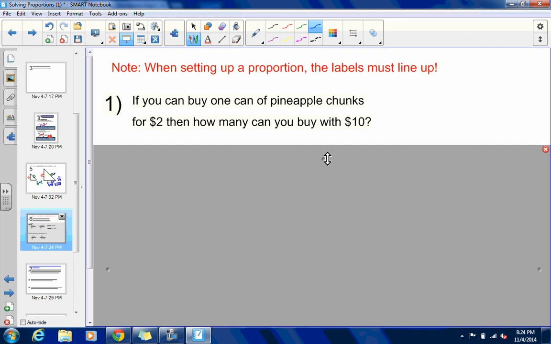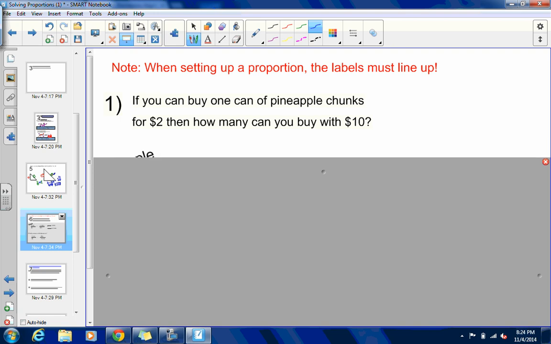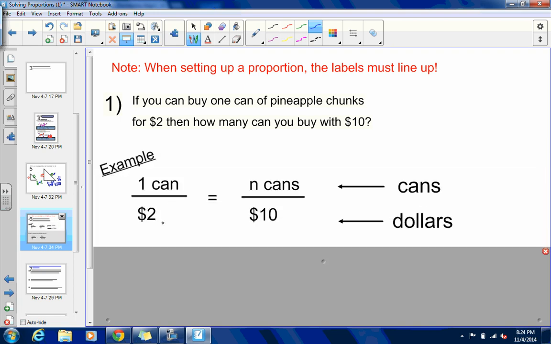Number 1 says, if you buy 1 can of pineapple chunks for $2, then how many can you buy with $10? This is going way back to the first word problem we did. But if you notice here, I set it up 1 can to $2 equals n cans to $10. And the thing that I wanted you to note, and I'll underline it here, is that when setting up a proportion, the labels must line up. So for instance, I have the cans on the top of both, and on the denominator, I have dollars. And that works. That's an okay way to set up a proportion.